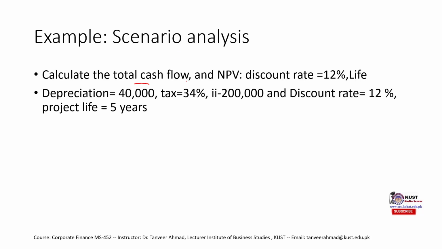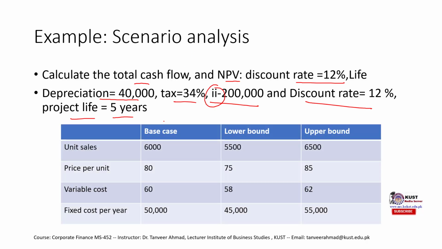Calculate the total cash flow and NPV if the discount rate is 12%, depreciation is 40,000, tax is 35%, and the discount rate is 12%, project life is 5 years, and our initial investment, this II stands for initial investment, is 2 lakh rupees. So what we did is that we have a base case, then we have a worst case scenario, then we have a best case scenario.